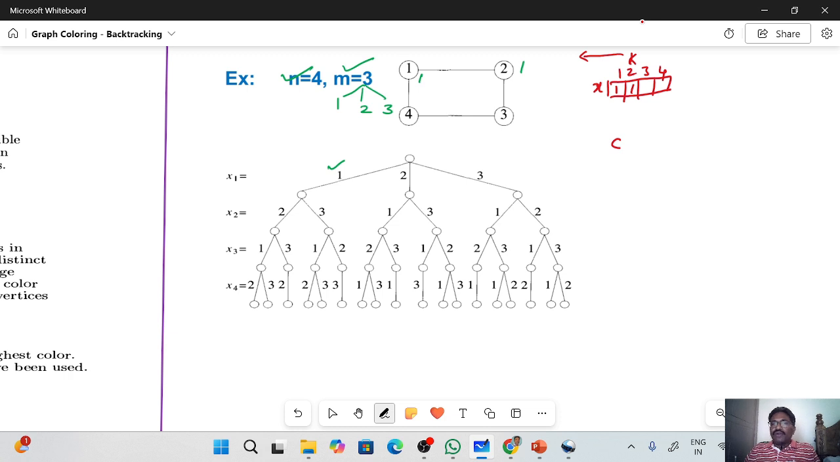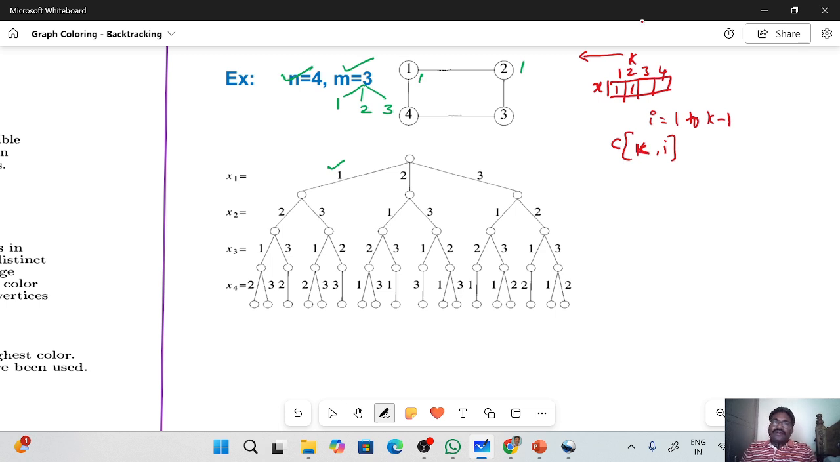If there is an edge, then only the adjacent vertices must not have the same color. I don't know how many vertices are colored, but I know particularly that k minus 1 are colored. So I am going to use one more indexing variable, i from 1 to k minus 1. I am going to check k to i, is there an edge or not?